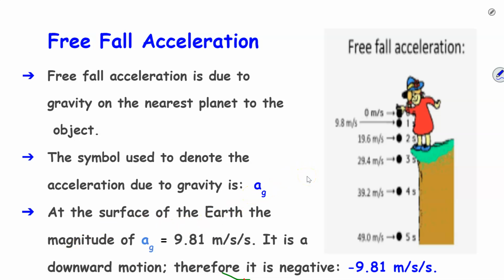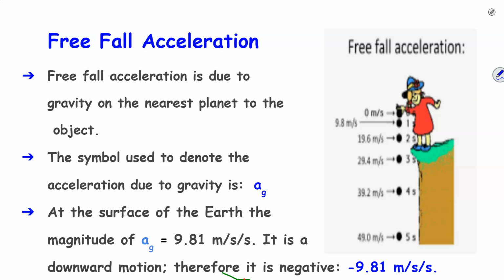So when we talk about free fall acceleration, this is going to be due to the gravity on the nearest planet that the object is closest to. So most of the time, we're going to talk about acceleration due to gravity on Earth. At the surface of the Earth, the acceleration due to gravity is 9.81 meters per second each second.